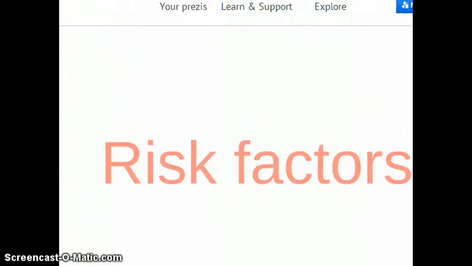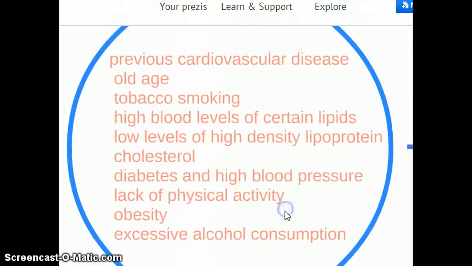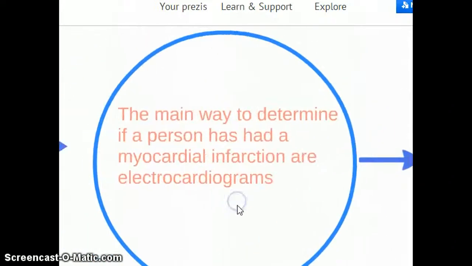Risk factors of an infarction: previous cardiovascular disease, old age, tobacco smoking, high blood levels of certain lipids, low levels of high-density lipoprotein cholesterol, diabetes, high blood pressure, lack of physical activity, obesity, and excessive alcohol consumption. The main way to determine if a person has a myocardial infarction is electrocardiograms.